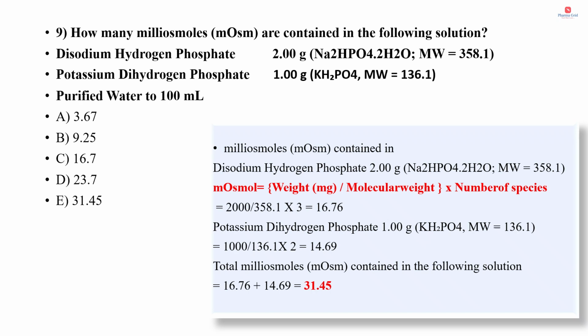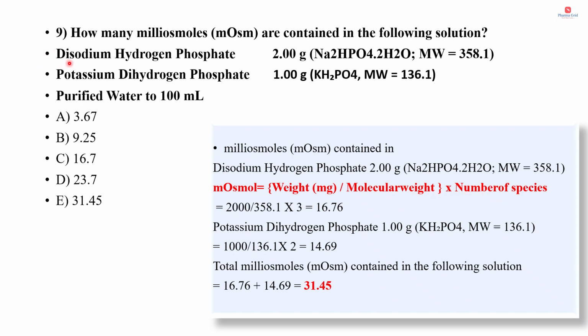Next question. How many milliosmoles are contained in the following solution? Disodium hydrogen phosphate 2 gram, molecular weight 358.1. Potassium dihydrogen phosphate 1 gram, molecular weight 136.1. Purified water 200 ml. So in this question we need to calculate the milliosmoles. The equation to find the same is weight in milligram divided by molecular weight into number of species.